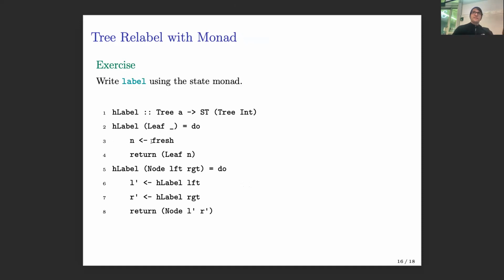So how do I label a leaf? Well, do the following things. Extract a fresh integer and return leaf of that fresh integer. Okay, that's the base case. How do I do it for the recursive case now? How do I label a node which has a left tree and a right tree? Well, do the following things. Label the left tree, but that's a state transformation now, but I don't care. Reach in and grab me the tree. That's the thing that I want, the left tree. Now label the right, but you're a state transformation, but I don't care. Just reach in and grab me the right tree. Recombine them like this and return. Put it back in a state transformation.